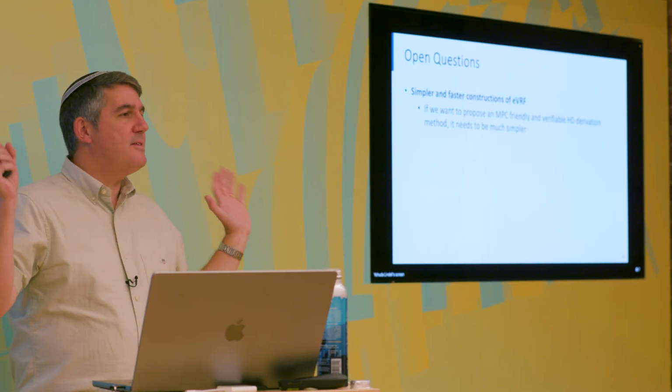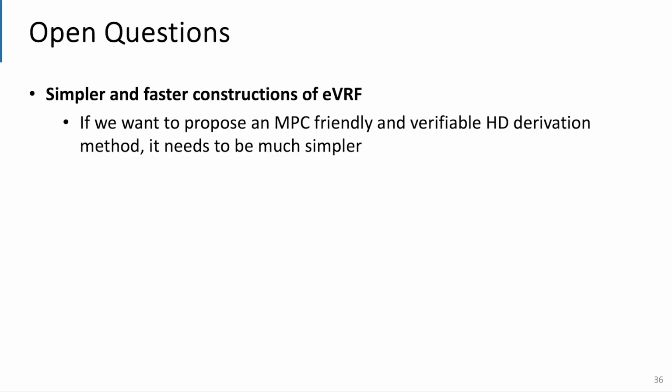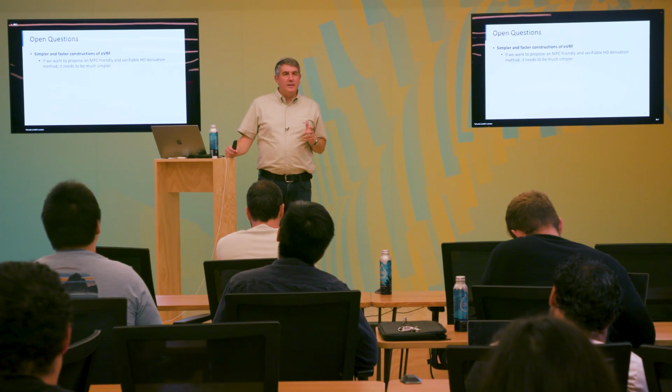First, we want simpler and faster constructions of eVRF. Is 10 milliseconds not good enough? Well, if it's 10 milliseconds, maybe it is good enough. We have to check. But simpler certainly is better. And for example, if we wanted to propose this as a BIP standard, as an alternative to BIP 32, I think it's probably too complicated for that.